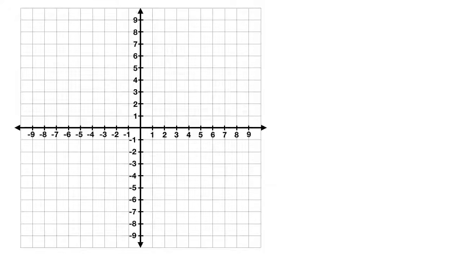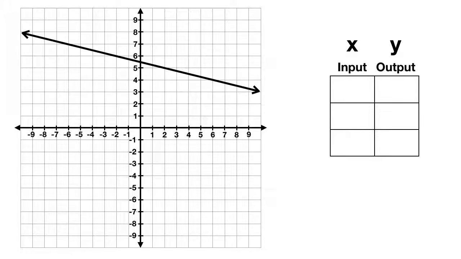Now it's time for you to practice on your own. On this coordinate plane is a line showing a function. Start by finding the output when the input is negative 6. Well, if we look at negative 6 on the x-axis, we can go up to our line and see at this point it has a y value of 7. So the output is 7.